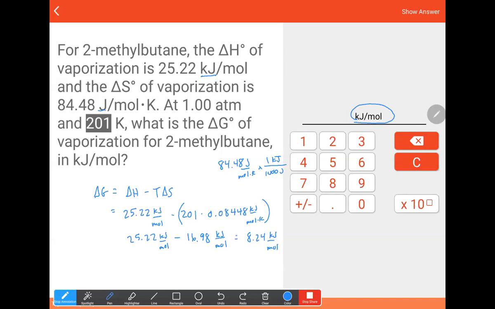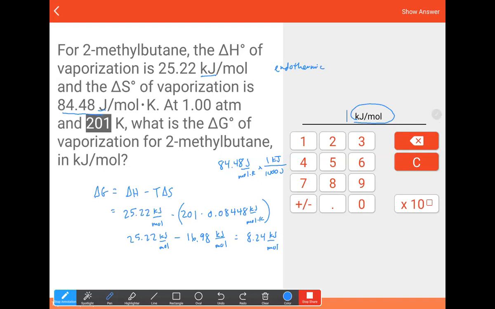So now we can look at a few things. Does this answer make sense? Let's do our gut check, right? So we have an enthalpy that is positive, so it's endothermic, which does not favor spontaneity. We have a delta S that is positive, so that is entropically favorable.